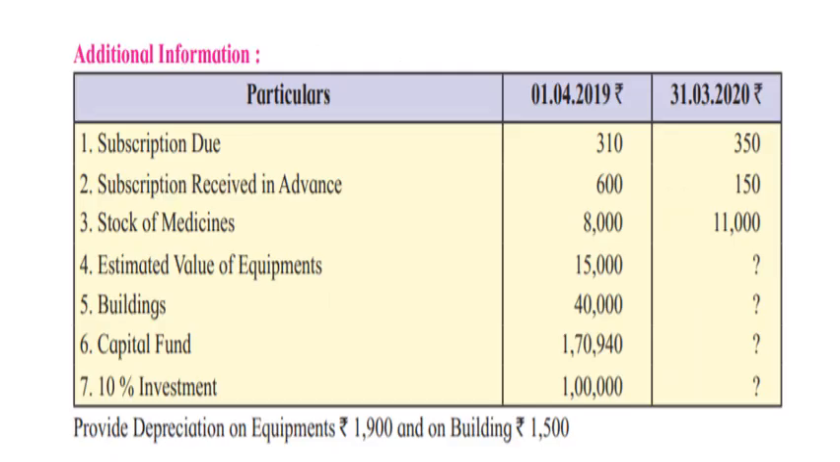Then the additional information. In the additional information, they have given you the opening balances and the closing balances. Subscription due: 1st April 2019, 310; 31st March 2020, 350. Subscription received in advance: 1st April 2019, 600; 31st March 2020, 150. Stock of medicines: 8,000 and 11,000.